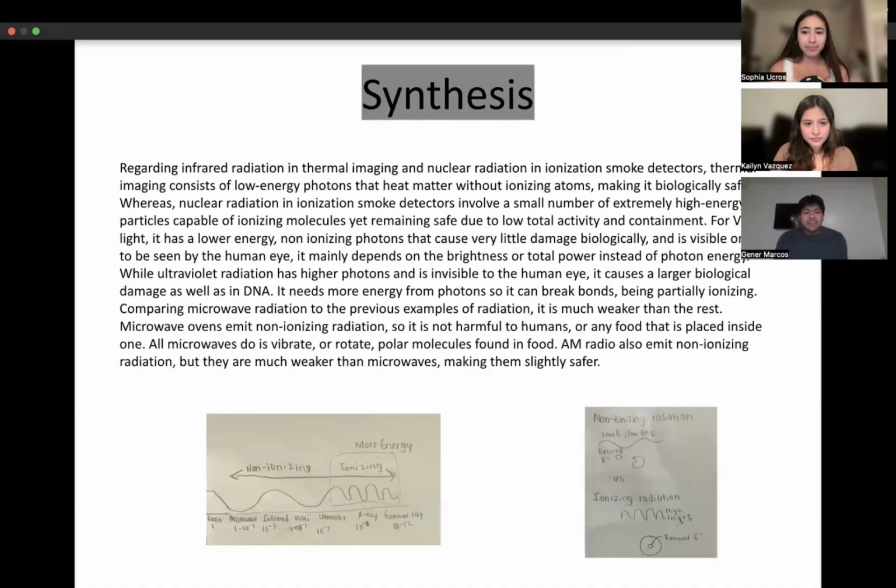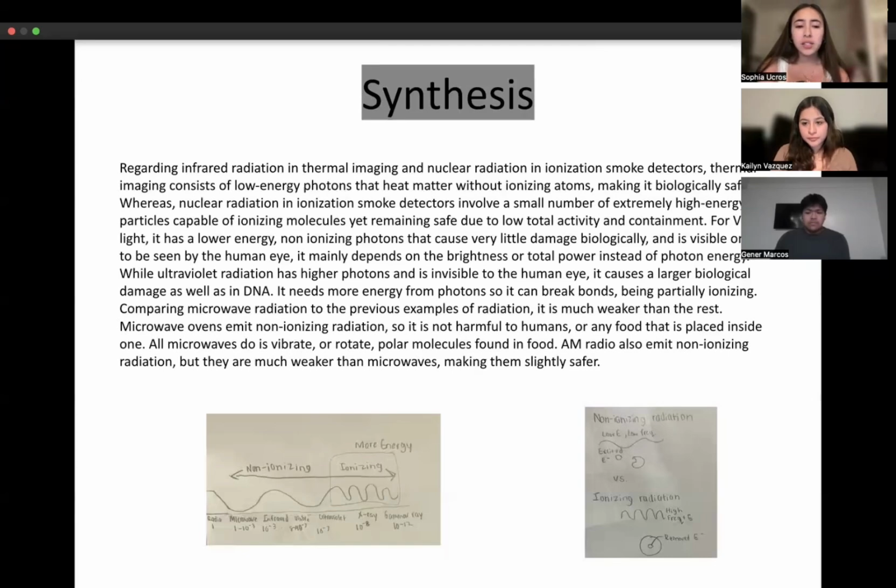So what does this mean in terms of the electromagnetic spectrum? This means that there is ionizing radiation, which is high energy and more harmful to humans. On the other hand, there's non-ionizing radiation, which is low energy and does not harm humans. I got ionization smoke detectors, and what that means is that it was the highest energy out of all of them because it had the highest frequency, yet it was contained, so it was not damaging humans in the way that it could have if it weren't contained.